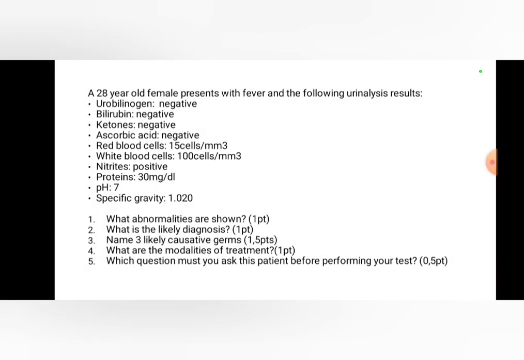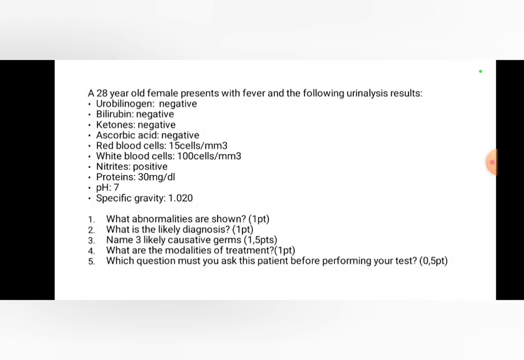Now, the next thing, the specific gravity. The specific gravity can tell you that there is a high osmolarity of the urine or a low osmolarity of the urine. For example, if somebody is dehydrated, the urine is going to have a high specific gravity, meaning that the urine is going to be much more concentrated. So it can also help you know if somebody is dehydrated or not. Is it clear? So specific gravity tells you the level of the osmolarity of the urine.